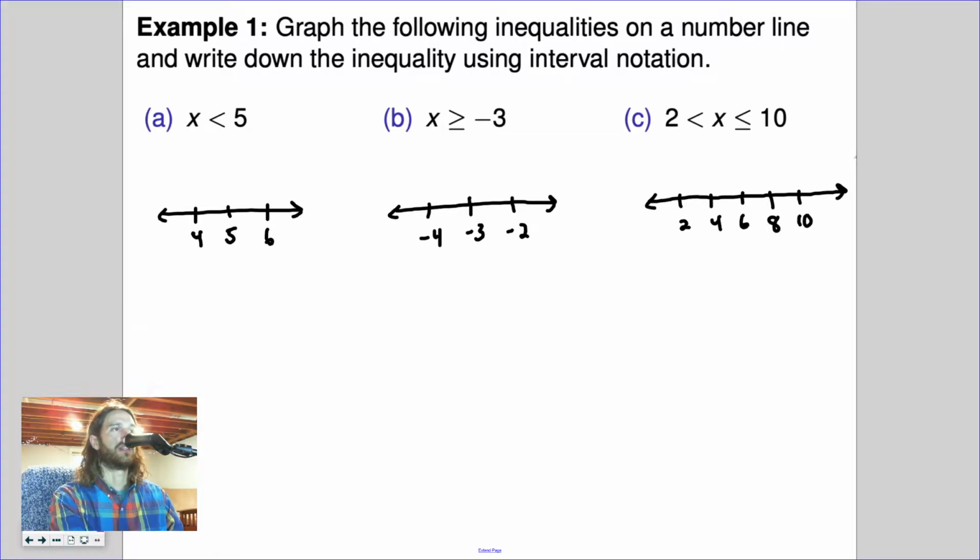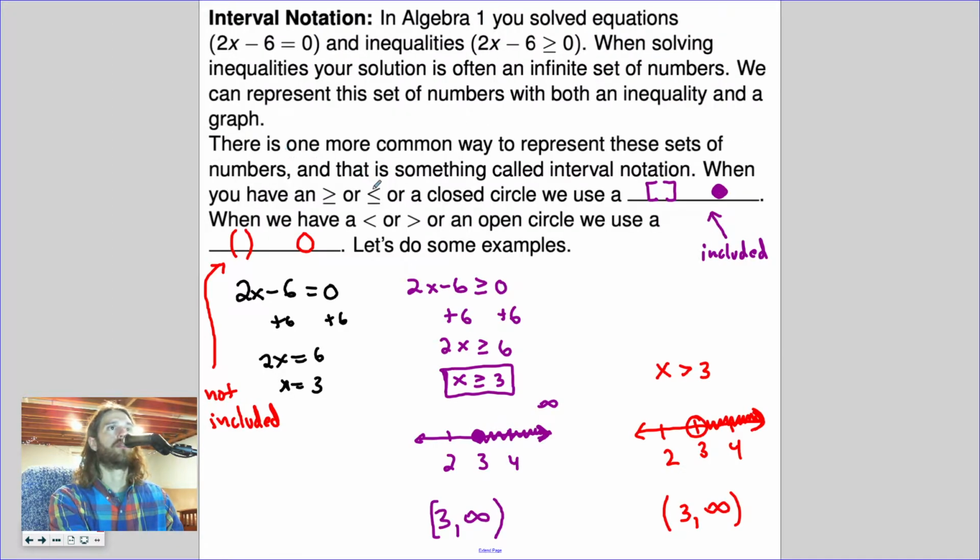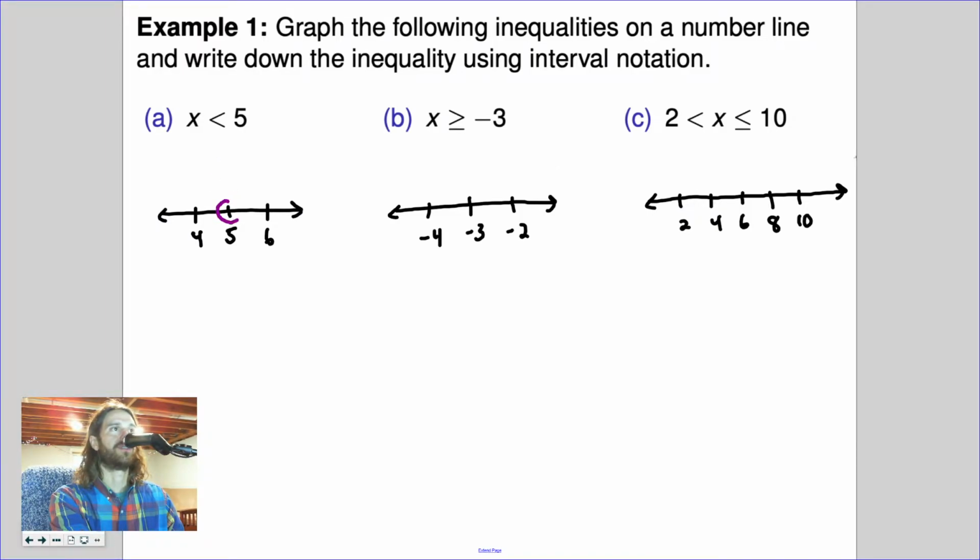I bet you guys can get these. All right, in purple, x is less than 5. So less than or greater than, we use an open circle and parentheses. Open circle because 5 is not a solution. What are the numbers that are less than 5? The numbers that are less than 5 are all the numbers in this direction. So what's the lowest possible value in my shaded region? Well, the lowest possible value is in the direction that it's heading. That's -infinity, up to the highest possible value, which is 5. Since you can never reach -infinity, we use parentheses. 5 is an open circle, so we use parentheses.